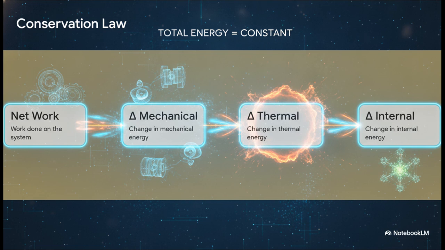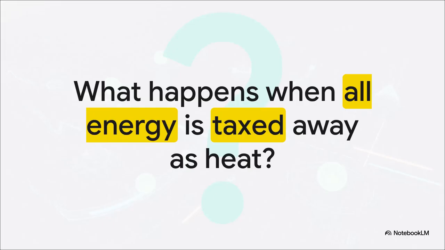When we audit the total system, the exact work done by an external force will always flawlessly equal the combined changes in the mechanical, thermal, and internal energy accounts. Scientists have tested this endlessly. Energy cannot magically appear or disappear. Every single joule is meticulously accounted for in this final equation. And that leaves us with a truly fascinating conclusion to this explainer.